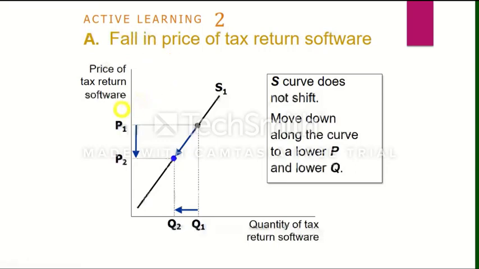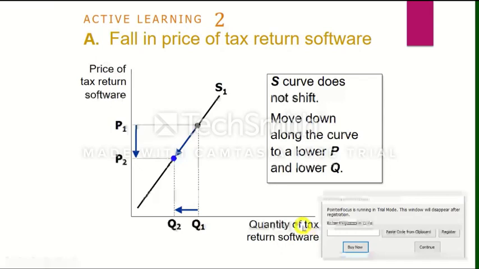Showing it graphically, we have the price of tax return software on the y-axis and the quantity of tax return software on the x-axis. If you notice, the supply curve does not shift, it remains the same. It just moves along the supply curve to a lower price at P2 and a lower quantity at Q2. Initially it was at this point where price is P1 and quantity is Q1. But due to a fall in the price of tax return software, price decreases, which causes quantity to decrease as well, and supply is now at this point where the price is P2 and quantity is Q2.